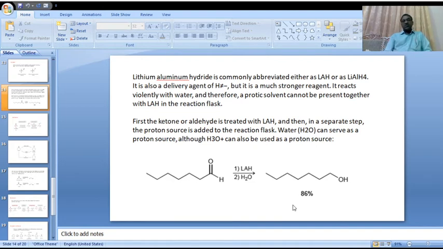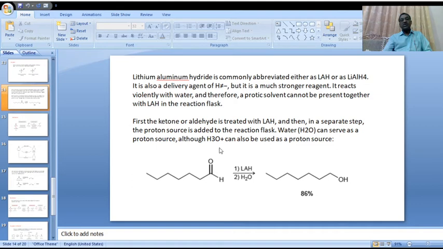Proton source is added to the reaction flask in a separate step. Water, H2O, can serve as a proton source. This particular water is a proton source. It gives H+ ion. That H+ ion is generally abstracted in the second step.